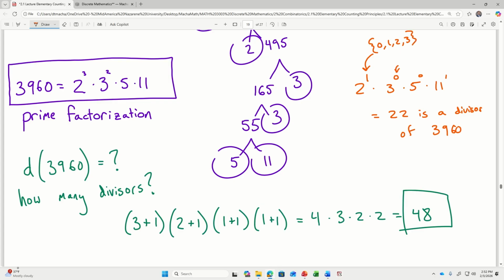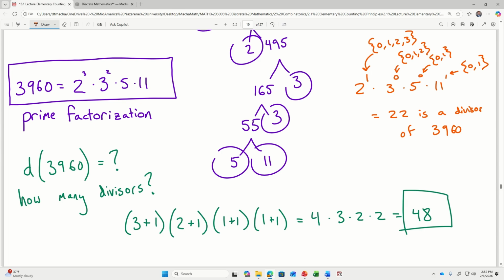This didn't have to be a 0. It just had to come from the set 0, 1, or 2. This didn't have to be a 0. It just had to be a 0 or a 1. And this didn't have to be a 0, or it didn't have to be a 1. It just had to be a 0 or a 1. In other words, you're limited by the power of the prime and the prime factorization, but you can be as low as 0 if you want to.